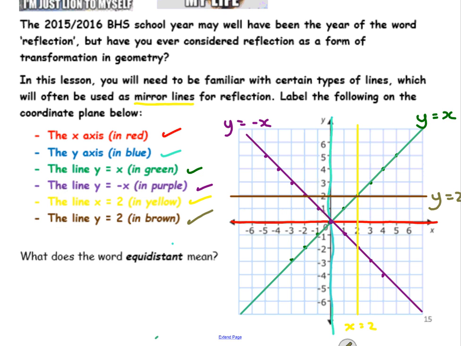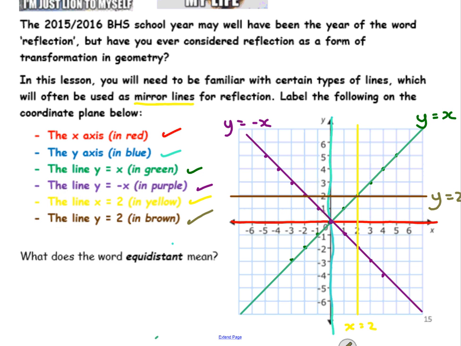So those lines, this would be a good reference for you to look back on. Quite often these are the lines that in transformation reflection problems are commonly used as mirror lines. It could be any horizontal or any vertical line. It doesn't have to be x equals 2 or y equals 2. But commonly horizontal and vertical lines are used as mirror lines. The x-axis and the y-axis are common mirror lines. And y equals x and y equals negative x are also commonly used as mirror lines.